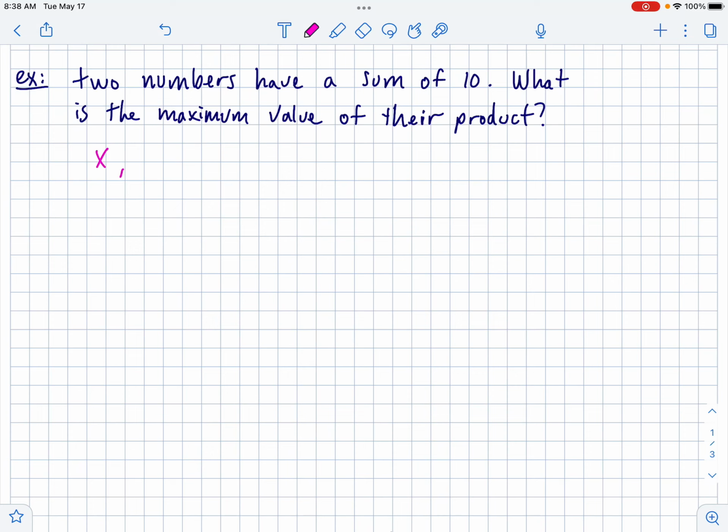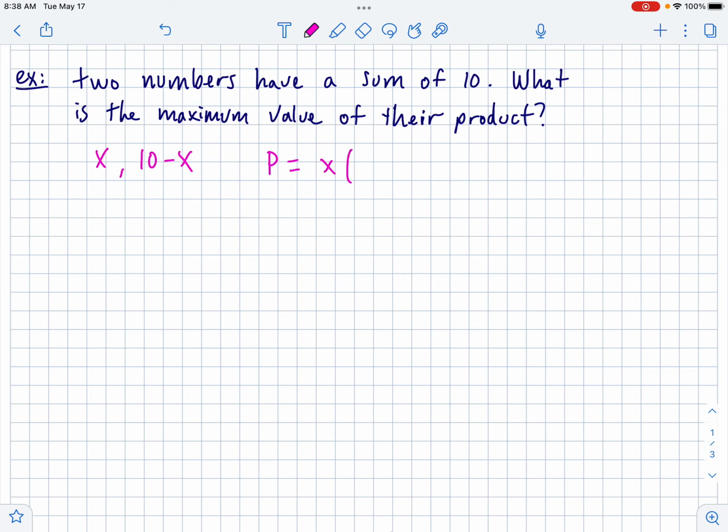Let's say that one of the numbers is x and the other number is 10 minus x. If x was 1, then the other number would be 9. If x was 2, the other number would be 8. I realize you could probably set up a table for this pretty quickly. There aren't many combinations, and you could just multiply them all and see which combo adds to 10 and has the biggest product. But once again, we're going to focus on the derivative way of doing things.